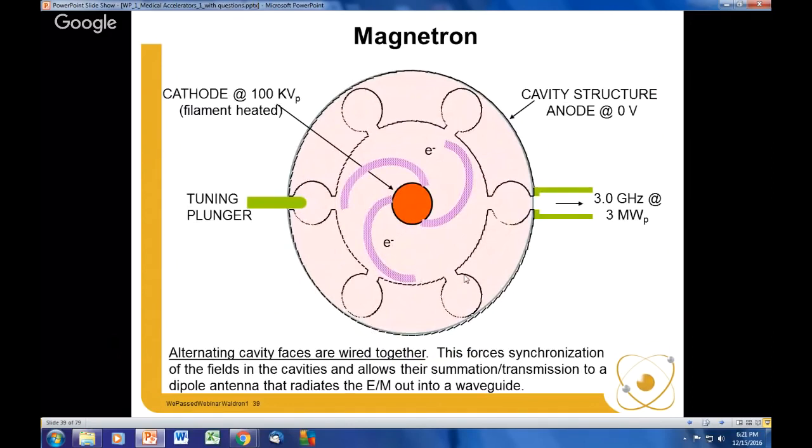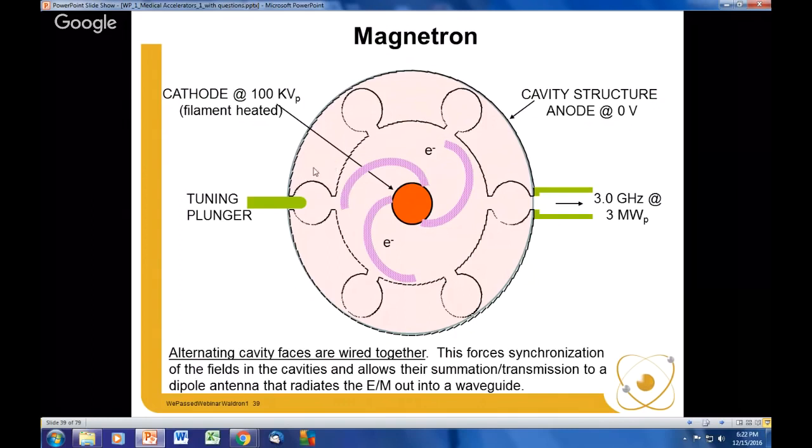One interesting point about magnetrons is alternating faces of this structure are physically wired together. In other words, there's a wire going from this point here to this point here, and from this point here to this point here. What this does is it causes the varying electric fields across the gaps of the cavities to synchronize, and it also reinforces the oscillation within the cavities and ultimately will sum these values to be output.